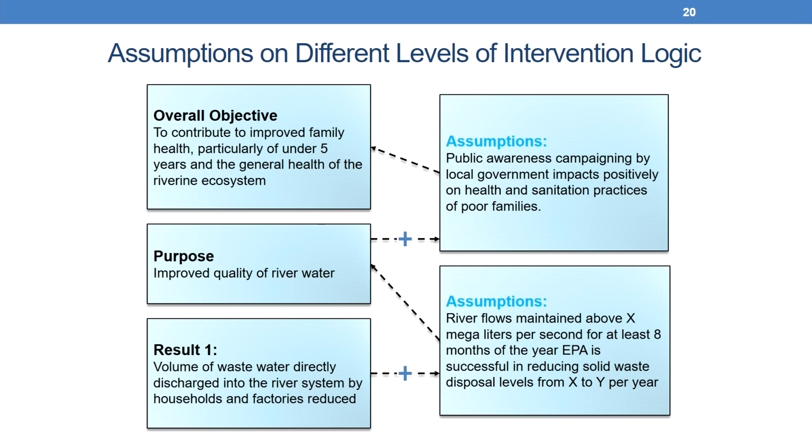When we are looking at the purpose of improved quality of river water, this can also be an assumption, and an additional assumption could be that river flows maintained above a certain megaliters per second for at least 8 months will be successful in reducing solid waste disposal levels from X to Y per year. And the result, that volume of waste water directly discharged to the river system by households and factories reduced. This could again be the assumption for the result. So, for overall objective, purpose and results, for each of these, we have assumptions on different levels of intervention logic.